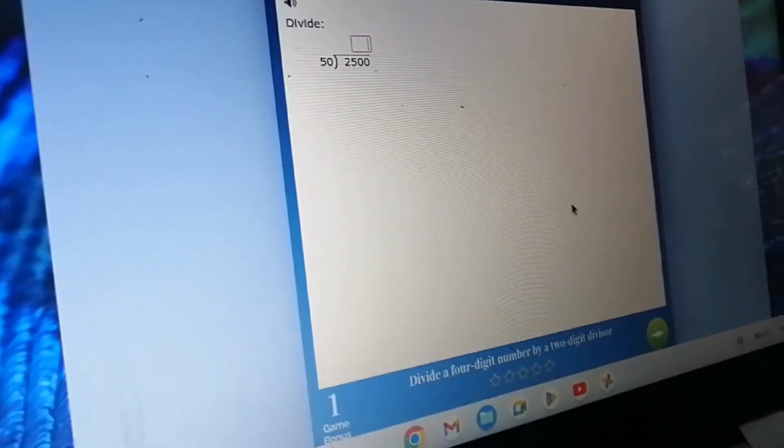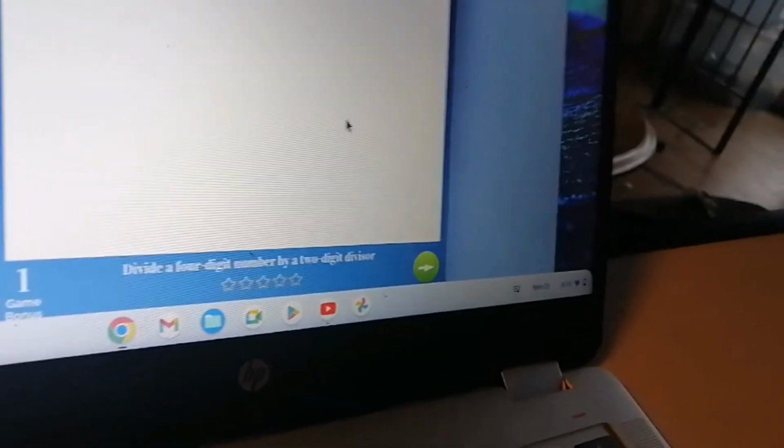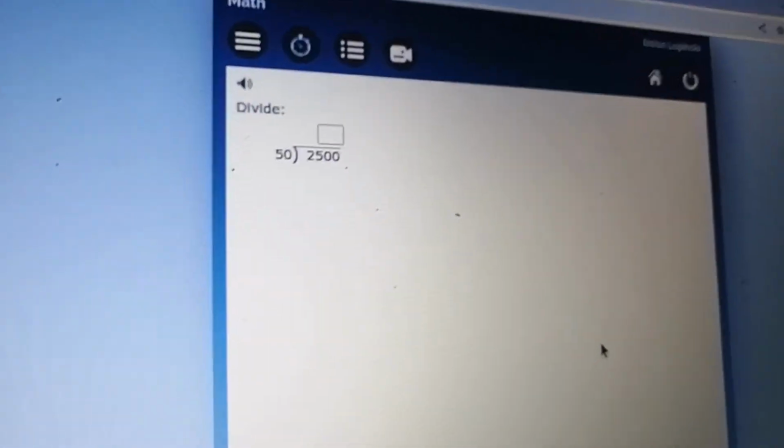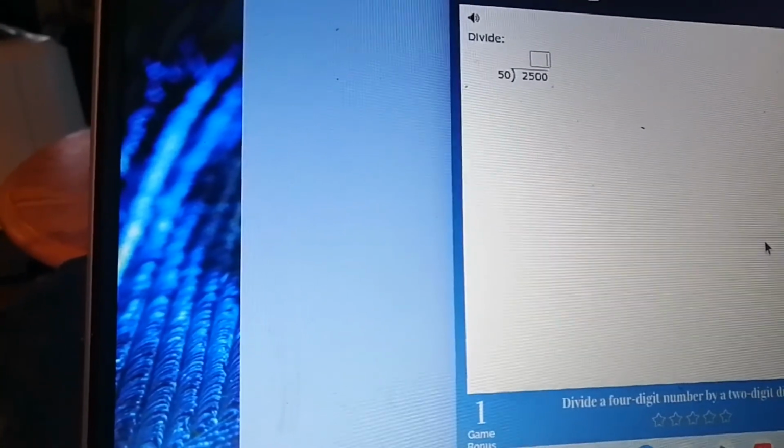All right, there's your new divide problem. 2,500 divided by 50 equals how much? One more problem, then one more problem. Do this one. Come on, this is so easy.